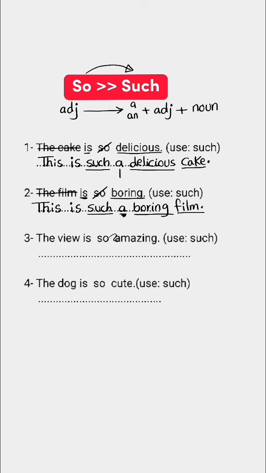The view is so amazing. The view becomes this. "Is" comes down, "so" becomes "such". Amazing starts with a vowel sound here, so we use "an", not "a" here. An amazing view. This is such an amazing view.